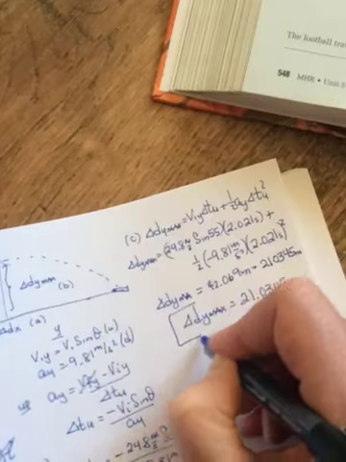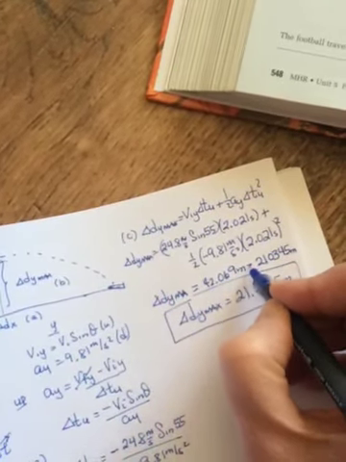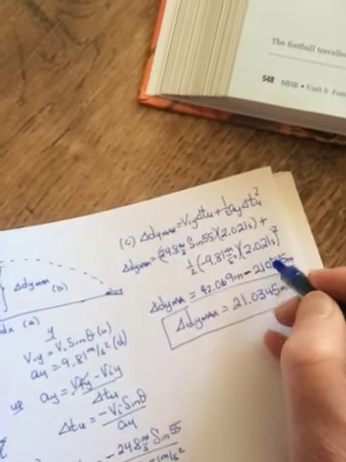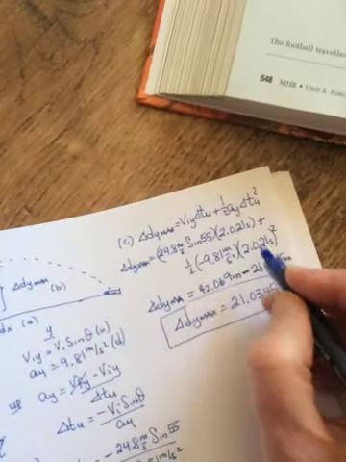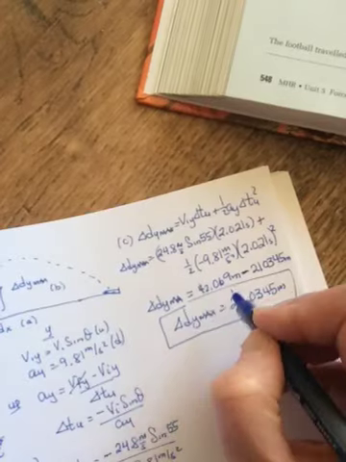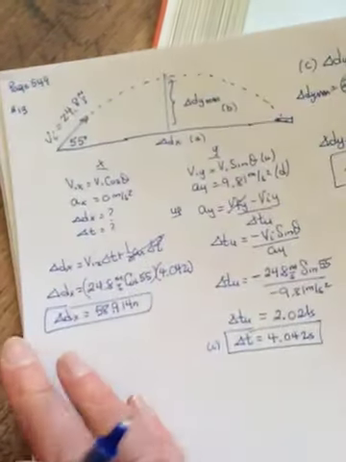The spots where people usually mess up: they forget the negative on the 9.81, so they end up adding these two terms. They forget to square the time here, or they forget to use the half time. If you've done it right, the second term should be half of the first. If it doesn't work out that way, you screwed up in one of those three spots probably.